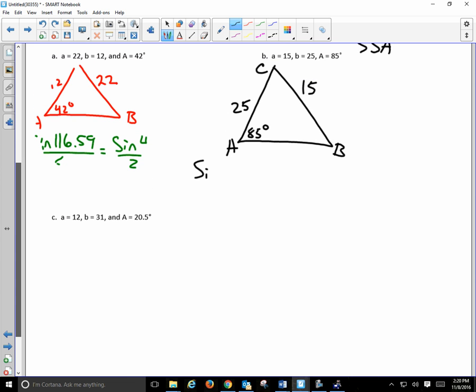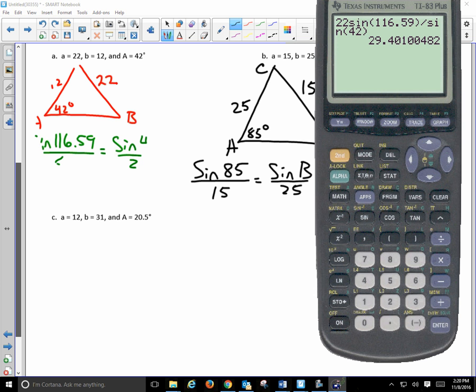Sine of what? Sine of 85 over 15 equals sine of B over 25. I'll multiply both sides by 25. 25 times the sine of 85 divided by 15. And I get 1.6603 equals the sine of B.